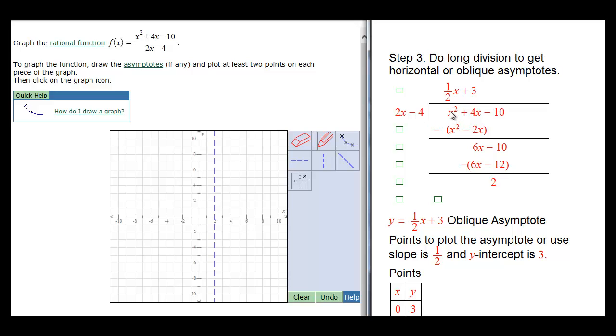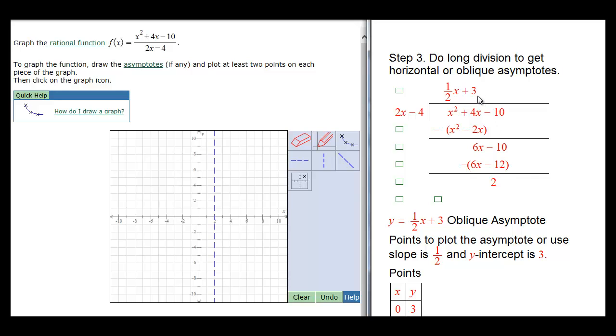2x times what gives us x squared? We know we need an x, so we get x squared. 2 times a half will give me a 1. So half x times 2x gives me x squared. Half x times negative 4 gives me negative 2x. When you subtract, x squared minus x squared is going to be 0. 4x minus 2x will give me 6x. Bring the negative 10 down.